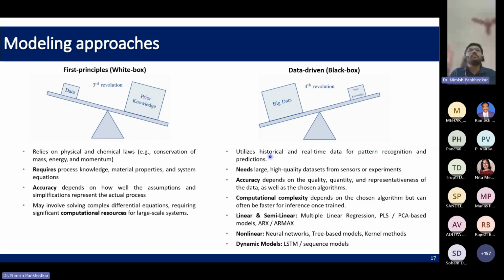All right, let's move ahead then. So coming to the different modeling approaches. Although predictive data analytics is mainly data driven, as the name itself says, there are techniques like white box modeling wherein you use the first principle based model to predict your KPIs. I've just listed out some differences between first principles and data driven black box.